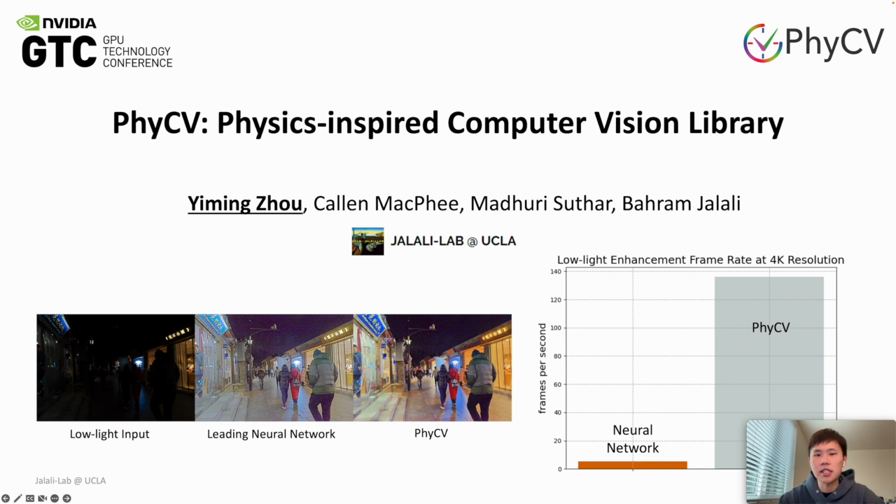PhyCV is a new class of computer vision algorithms that are derived from physics, which features low dimensionality and high efficiency. On some tasks, PhyCV has comparable or even better results compared to leading neural networks, while being orders of magnitude faster.